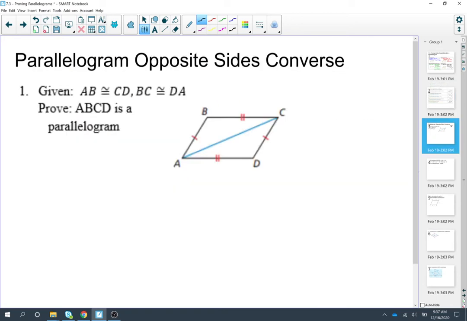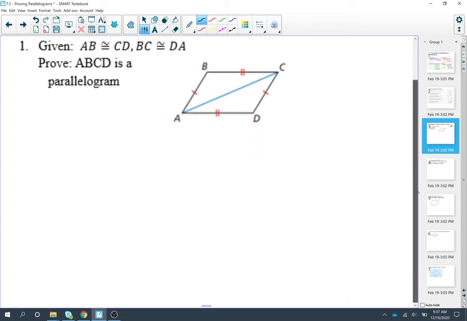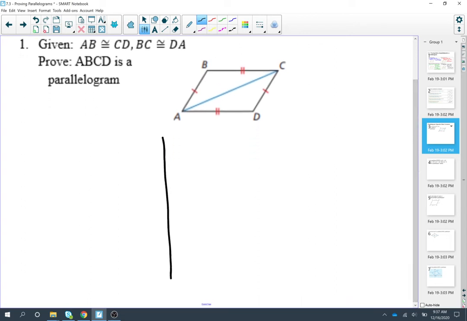So example 1, we're going to prove the parallelogram opposite sides converse. And then once we prove it, then you can just use it in a proof moving forward. So we are given that AB is congruent to CD, and we're given that BC is congruent to DA. And given that information, we need to prove that this is a parallelogram. And you can't use the opposite sides converse in the proof. That's what we're trying to prove. So we're going to set it up. Work. Reasons.